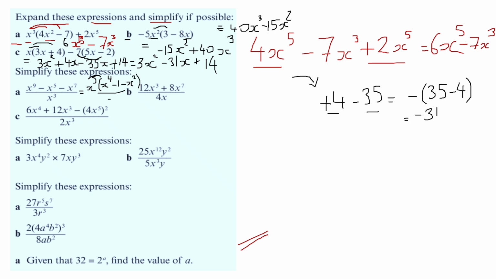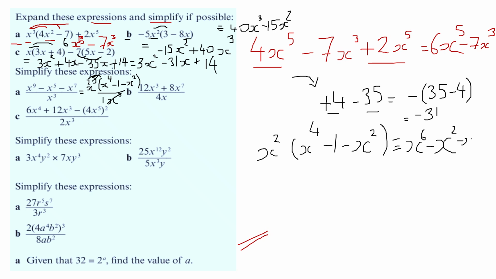And we're dividing all that by x cubed. I can now do some cancellation, so I can cancel an x cubed: 5 minus 3 becomes a 2. So we are left with x squared (x to the power of 4 minus 1 minus x squared). Of course, if you did expand it, which is also fine, you will get x to the power of 6 minus x squared minus x to the power of 4.